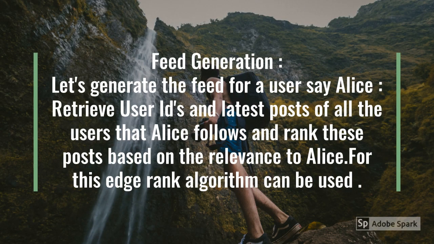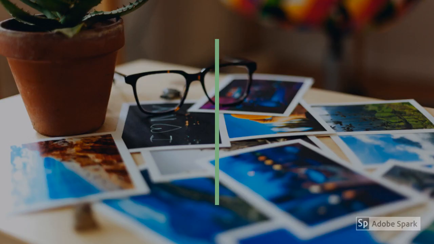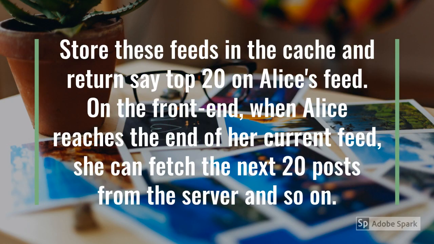Let's discuss feed generation. Suppose we want to generate the feed for a user, say Alice. For this, we first have to retrieve the user IDs as well as the latest posts of all the users that Alice follows and rank these posts based on the relevance to Alice. For this ranking part, the EdgeRank algorithm can be used. After ranking these feeds, we can store them in the cache and return, say, the top 20 on Alice's feed. On the front end, when Alice reaches the end of her current feed, she can fetch the next 20 posts from the server, and so on.